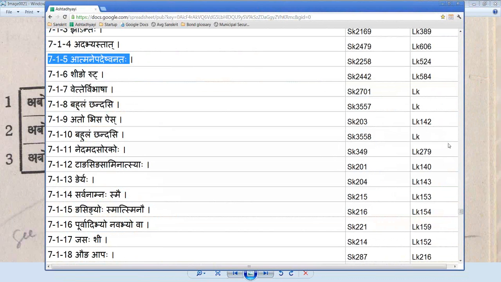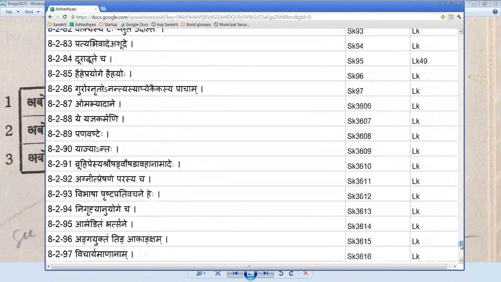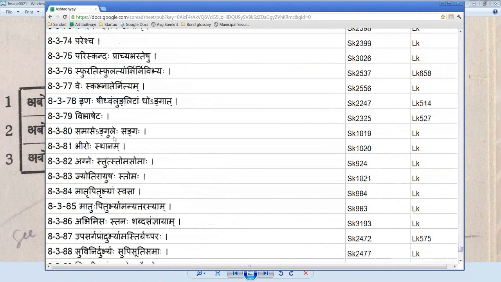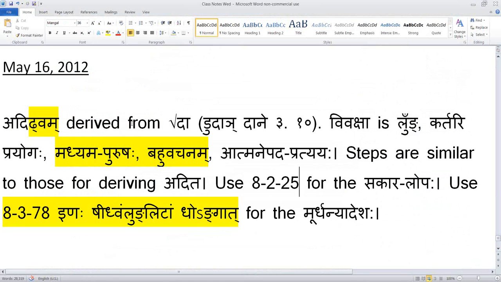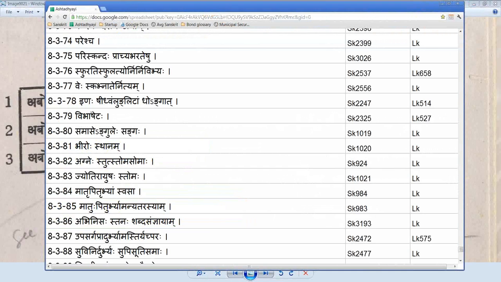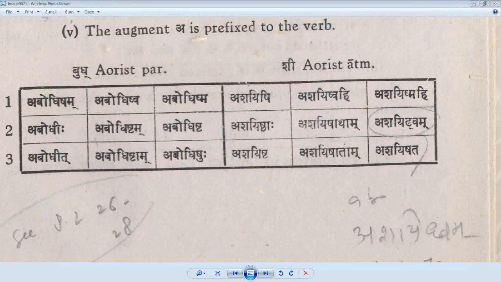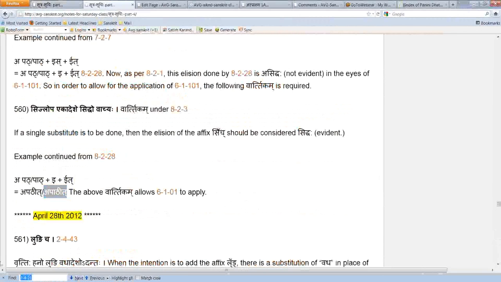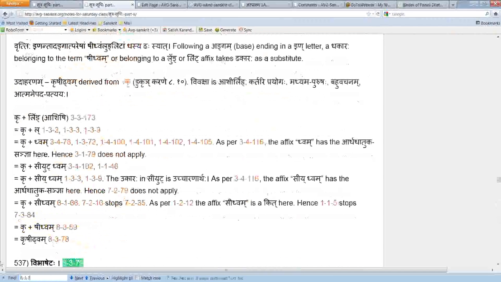8378, which is inashidham lung litam dhongat. When we did in the beginning of the class today, we used this sutram, when we derived the form adidham. Now the next sutram says vibhashetaha. Which means that, let's look at the sutram 8379 in the document here, just to get all the conditions in 8379, vibhashetaha.